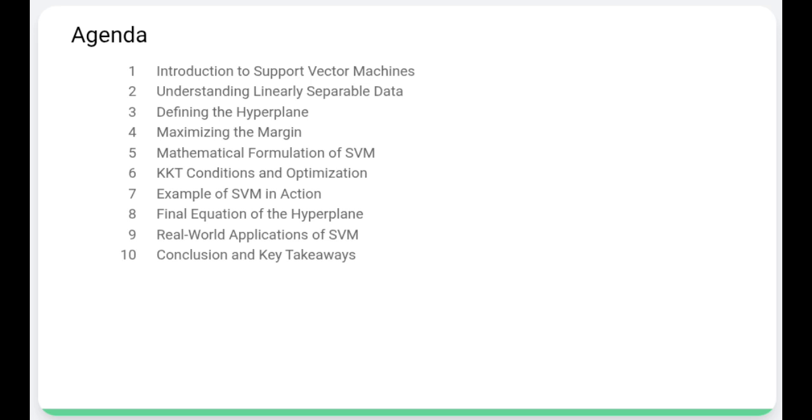Number seven, example of SVM in action. Number eight, final equation of the hyperplane. Number nine, real-world application of SVM. And lastly, conclusion and key takeaways.